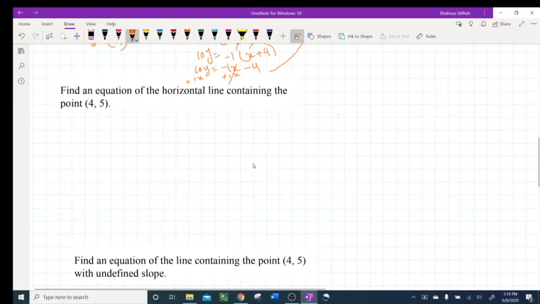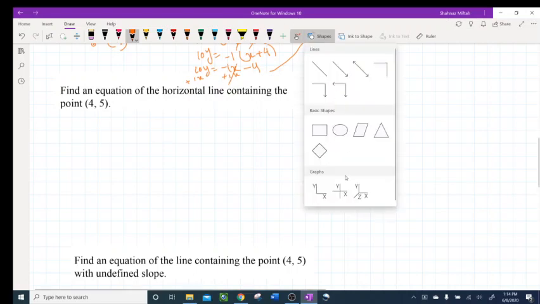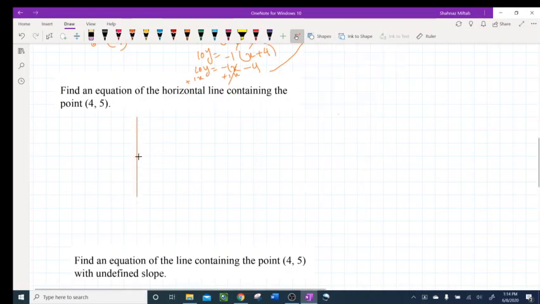Find equation of the horizontal line containing the point 4, 5. So I'll try to do this in one try. Okay, let me try one more time. They said 4, 5 is a point. So 1, 2, 3, 4, then 1, 2, 3, 4, 5. So that's my point right there. This is 4, 5. Find equation of a horizontal line. So the line is going to go like this, and we talked about this before too.